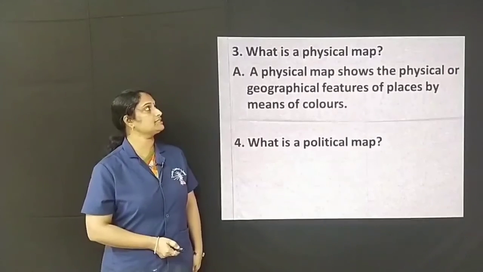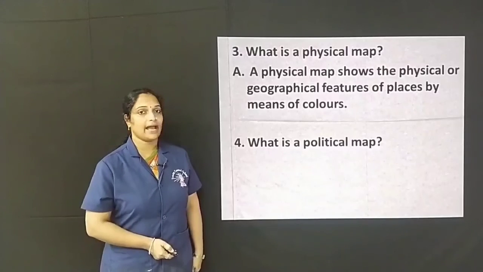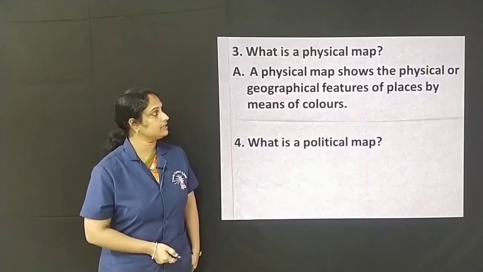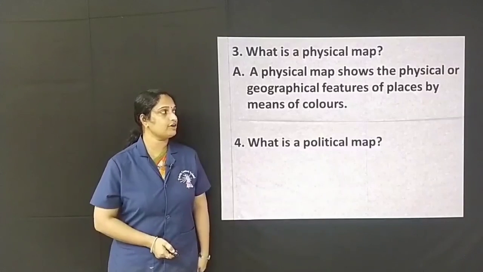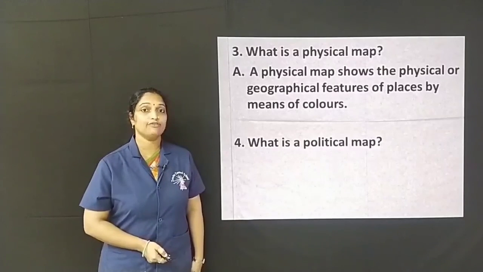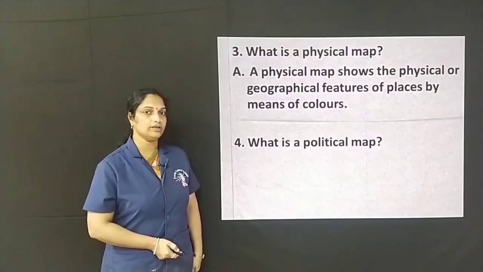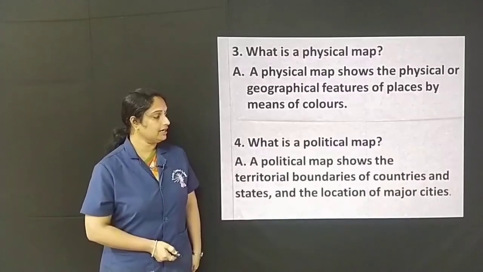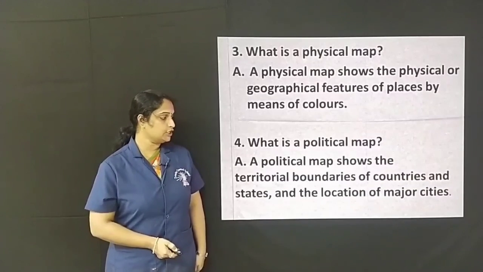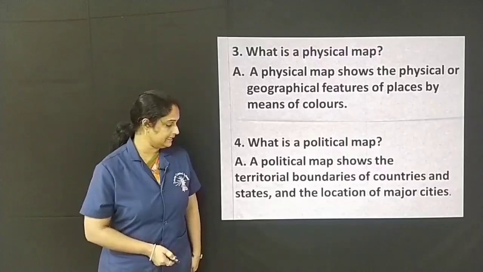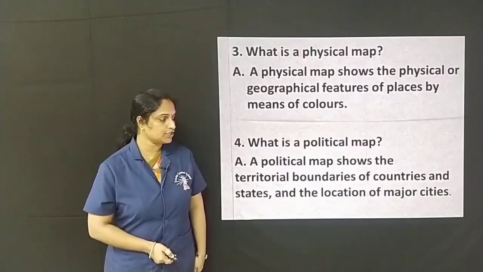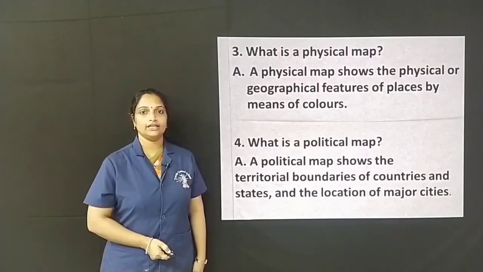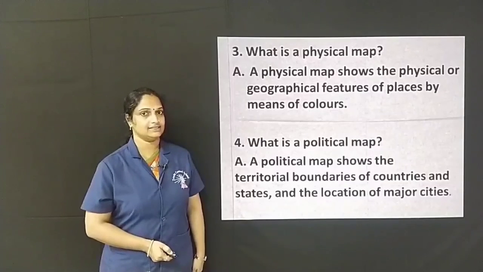The third question is, what is a physical map? Answer is, a physical map shows the physical or geographical features of places by means of colors. The fourth one is, what is a political map? A political map shows the territorial boundaries of countries and states and the location of major cities. So these are the four important questions with answers.